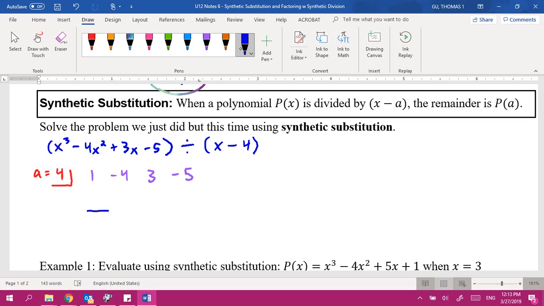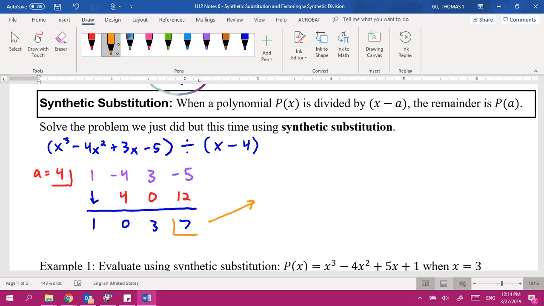All right, so now we draw the bar. And let's go through the steps. What is the very first step? Bring down the 1. And then? Times 4, which is? Now what do we do with those two numbers? Add them, so that is 0. Now, 0 times 4, which is 0. Add these two together, what do we get? 3. Now 3 times 4, which is? 12, and 12 plus negative 5 is 7. So our remainder is 7.